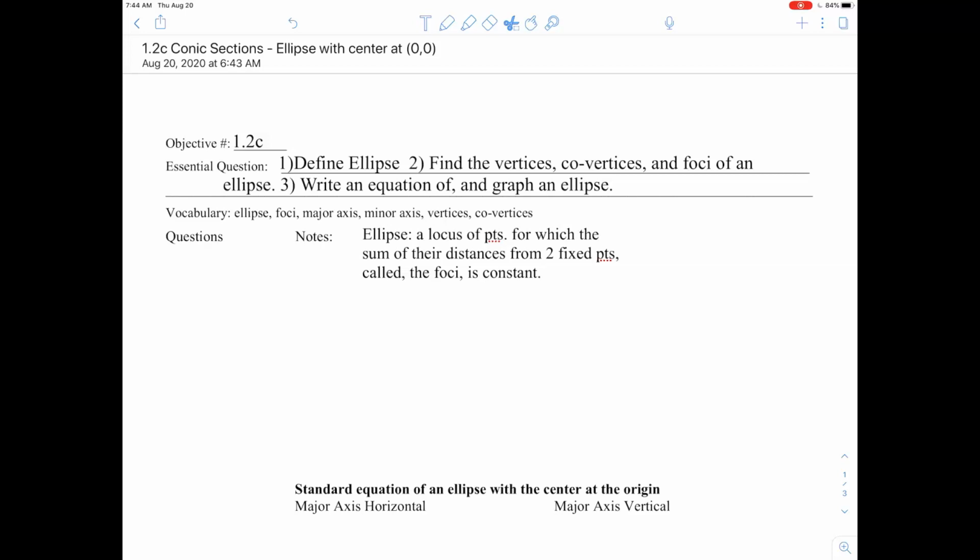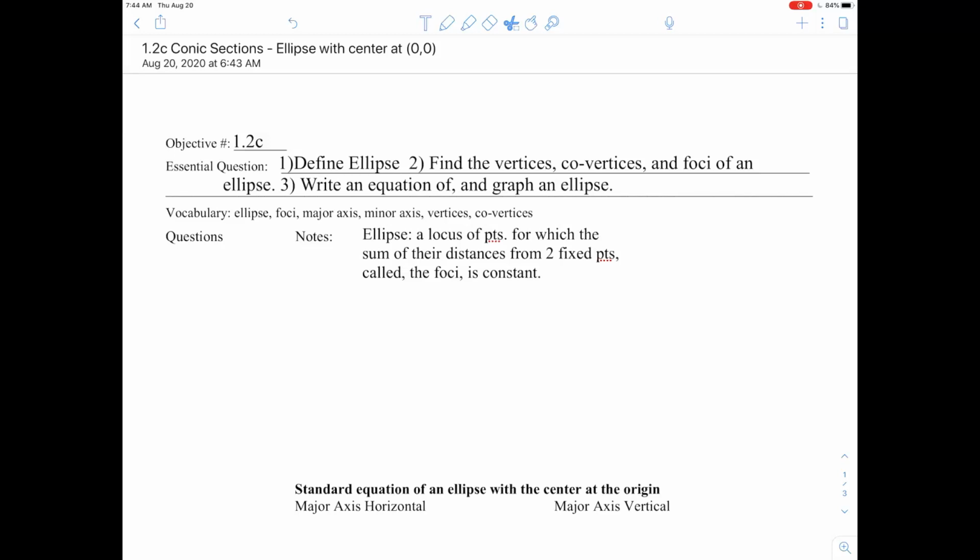We are going to define what is an ellipse. We're going to find its vertices, plural for vertex, covertices, plural for covertex, and foci, which is plural of focus, of an ellipse. And then we'll write an equation of an ellipse in standard form, and we'll graph it. So our vocabulary today: an ellipse, foci, major axis, minor axis, vertices, covertices. And we'll draw pictures of all of those so that will help you to understand what those terms are.